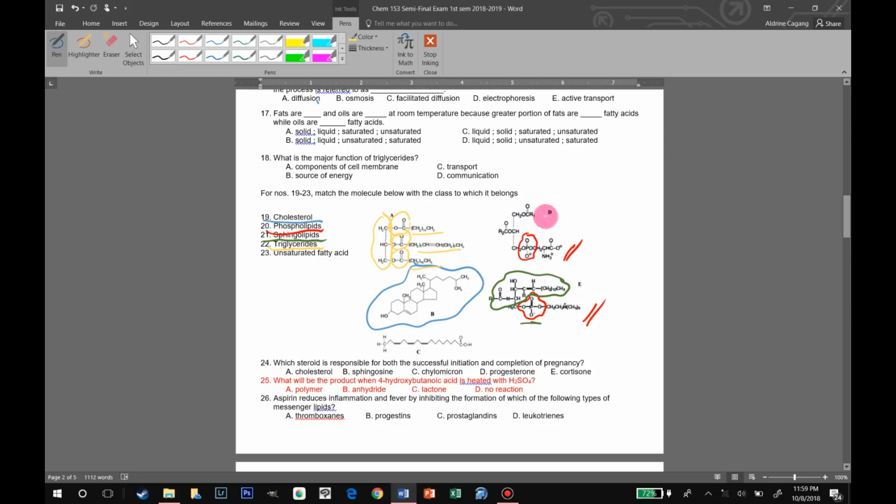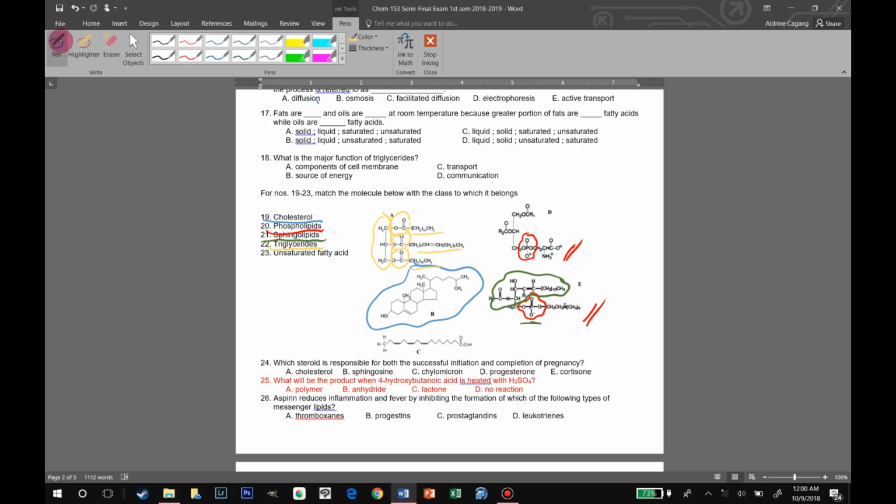Letter D is not a triglyceride because although this part of the molecule is glycerol, and then you have this one, which can be a fatty acid, this part of the molecule is not a fatty acid. So letter D is actually not a triglyceride. That also goes for letter E because again this is a sphingosine, it doesn't have the glycerol backbone. Number 23, you have unsaturated fatty acid.